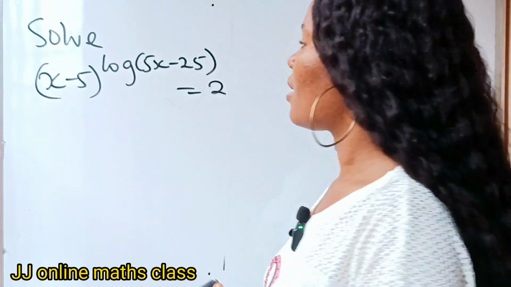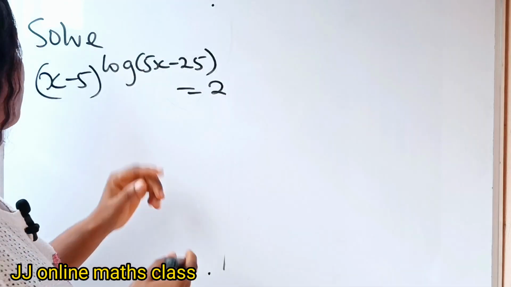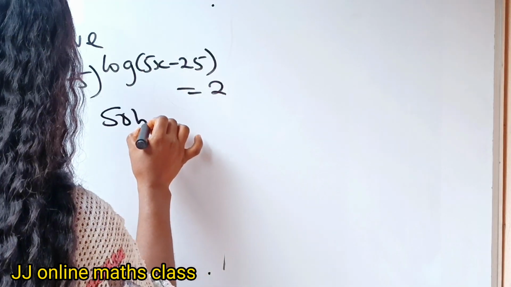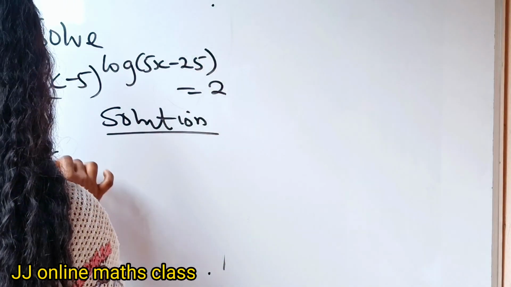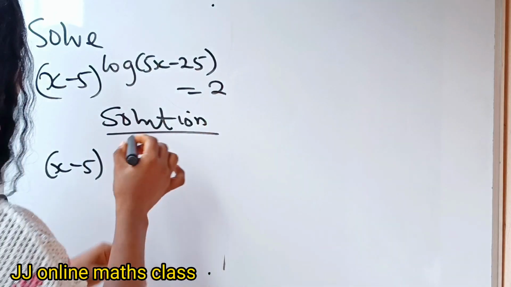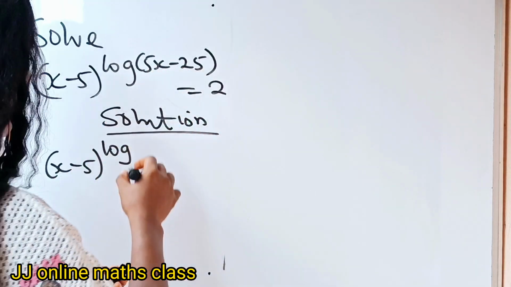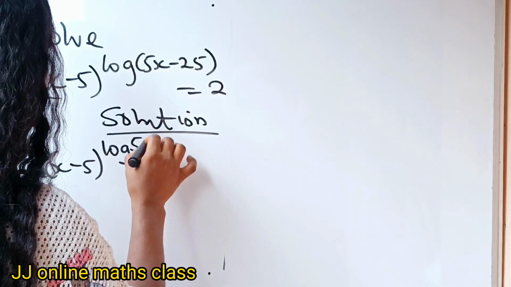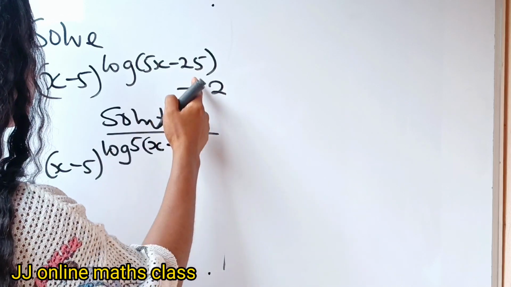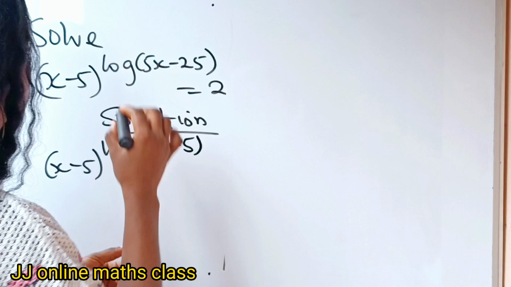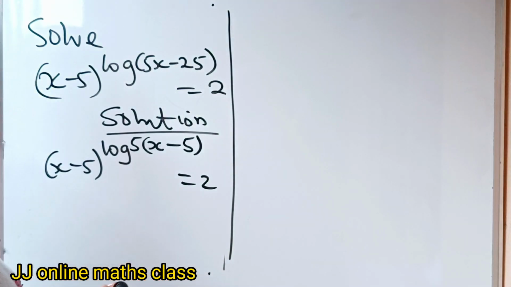Let's solve this together. First thing we need to do here is to factorize this. Okay, let's factorize this. So, solution. We are going to write that x minus 5 raised to the power of log. We can factorize 5 out of this place, right? So we have 5. Then 5x divided by 5 will give us x, minus 25 divided by 5 will give us 5, is equal to 2. This is actually the first step.